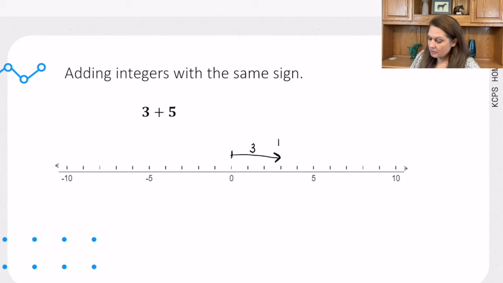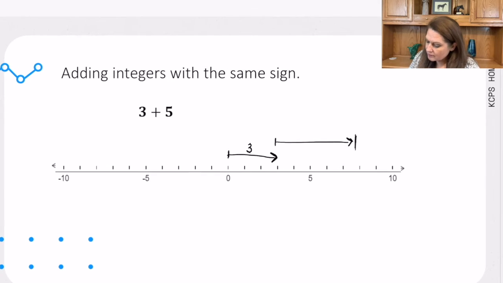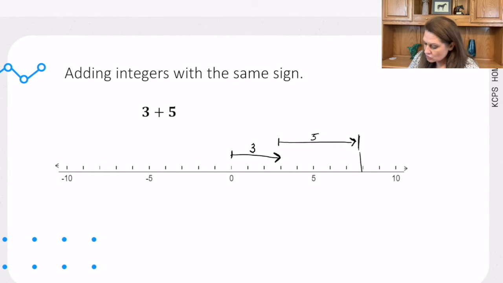Now, the second number is 5. And so I'm going to put a little tick mark right where I ended with 3, and I'm going to go 5 more spaces. Sometimes you might want to count to know exactly where you're going to end up, but I know I'm going to end up right here. And if I look at that and I go straight down, my number is 8. So if I go 3 units to the right, and then 5 more units to the right, I'm at 8 on my number line. So I know a positive 3 plus a positive 5, or 3 plus 5, is 8.